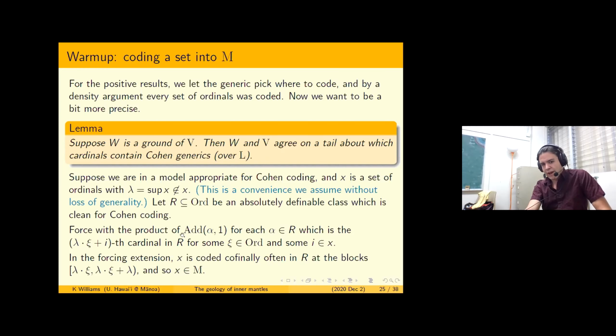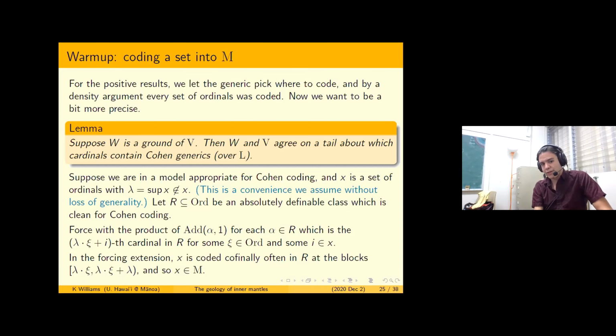We just force the product, where we add a single Cohen real where we have a bit 1. And we want to do this cofinally often. So we don't just want to code it once. We want to code it again, code it again, code it again, and so on, Ord many times. So you can think of it, we break R into blocks which have length lambda. And then in each lambda block, you just look at the ith coordinate where i is in x and add a Cohen subset there. And so the point is, on these blocks in R, where you look at lambda many things in a row, you're going to have a 0, 1 pattern that exactly tells you x.